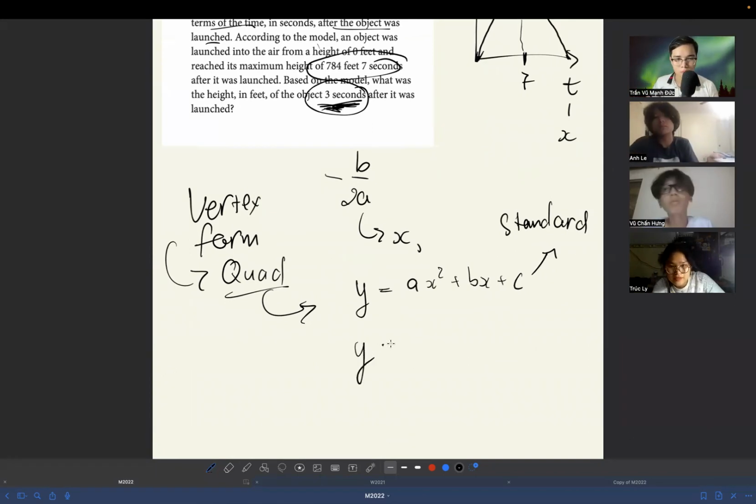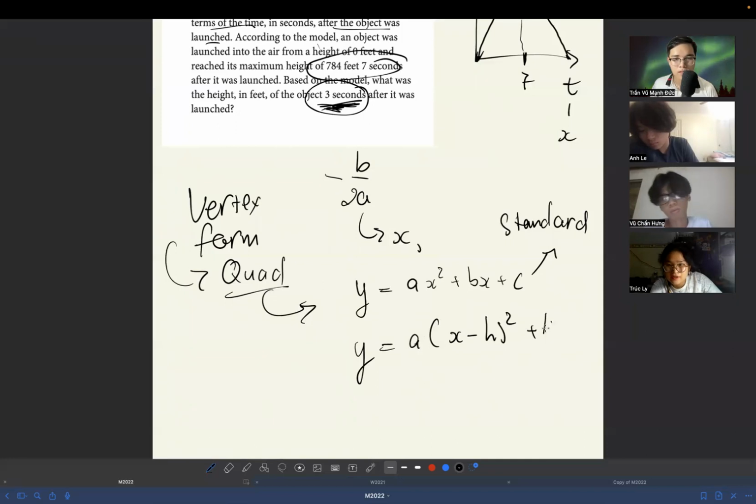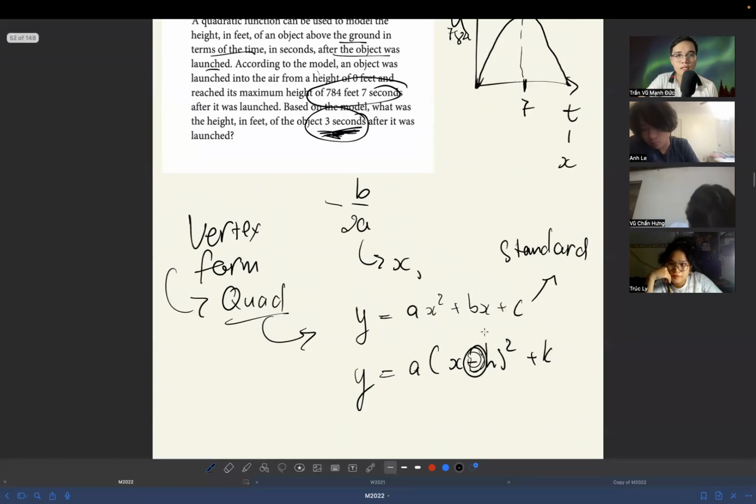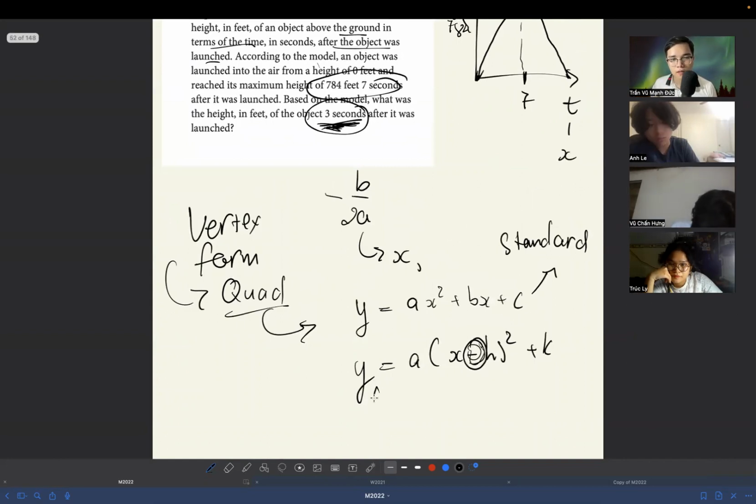All right. Y is, what is that, Lina? A multiply x minus h squared plus k. Yes, exactly. Remember to have this minus, because many people will forget this minus. And you have the vertex, right? You're going to have to plug them in. Y equals a x minus, what is it? Can you finish it, Lina?